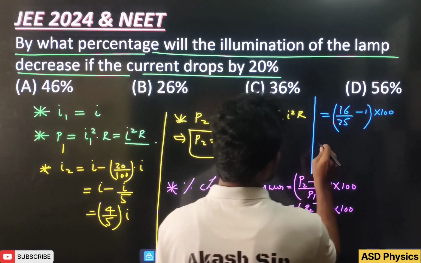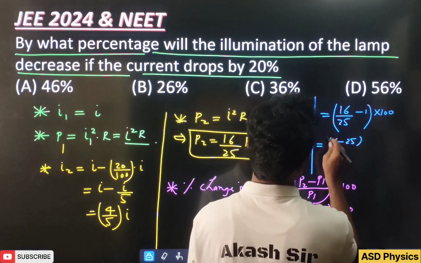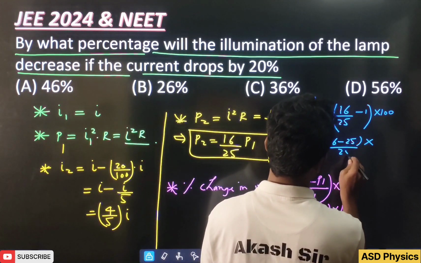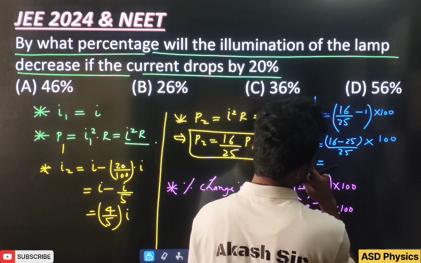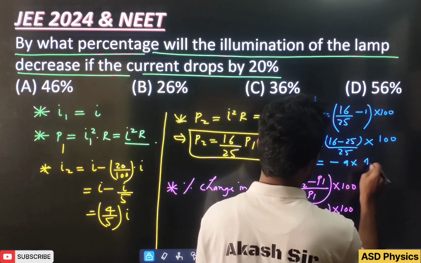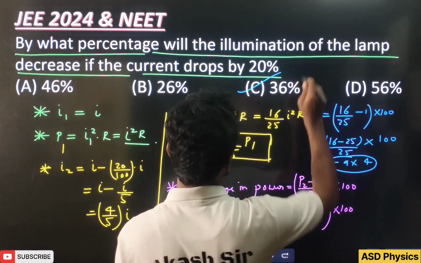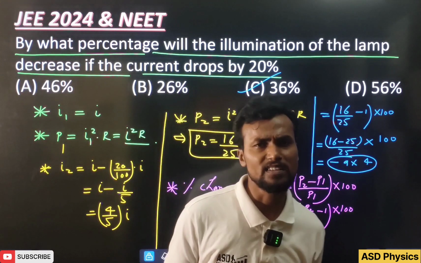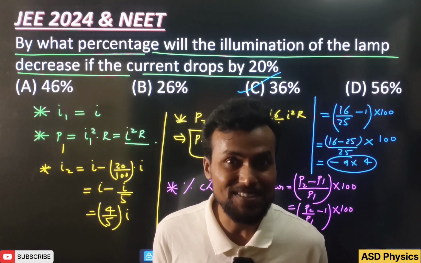Now kindly simplify this. It becomes 16 minus 25 over 25, into 100, where we have taken the LCM. I think you are getting the steps very well. So 16 minus 25 is minus 9, and 100 by 25 is 4, so minus 9 into 4, which is minus 36. Minus 36% means the illumination will decrease. So when the current decreases, the illumination also decreases, by 36%. So students, I hope all these questions based on power are understood very well. Keep studying, keep growing.